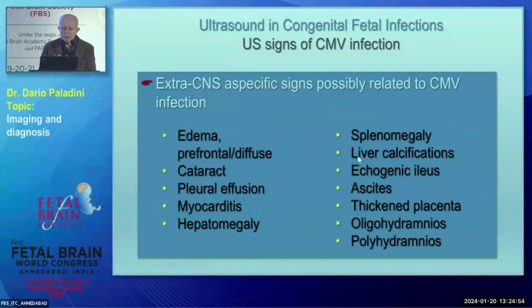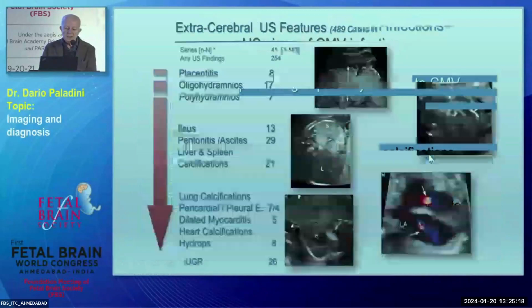Then you should look at extracerebral signs that are quite aspecific, because they can occur in any type of infection, or also non-infective lesions and conditions of the fetus. You have prefrontal edema, cataract, effusions. You may have splenomegaly, hepatomegaly, ascites, and so on and so forth. So very, very aspecific findings.